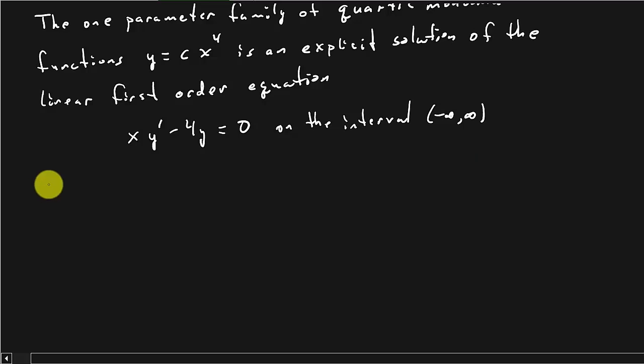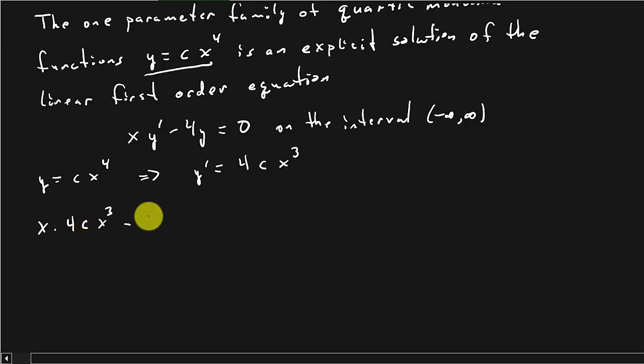So we can verify this. Here's our solution. We've got y equals cx to the 4th. So that tells us y prime is 4cx cubed. All right, so there's your first derivative, and if we plug it in, we get x times 4cx cubed minus 4 times y, where y is cx to the 4th, equals 0. And you can see this would be 4cx to the 4th minus 4cx to the 4th equals 0. That does give us 0 equals 0. And so there you have it.